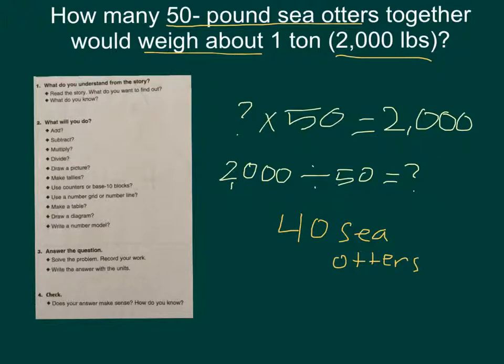I know this because 50 times 40 equals 2,000, or 2,000 split into 50 different groups means there will be 40 in each group. Take a look at this smaller math fact. Notice I see a 20 and a 5, so I can think about what number times 5 equals 20. I could also think about it this way, as how many times can 5 go into 20 to get me that missing number?